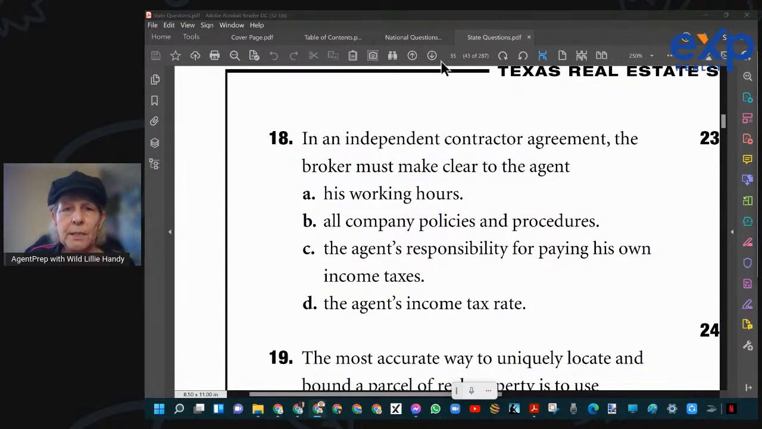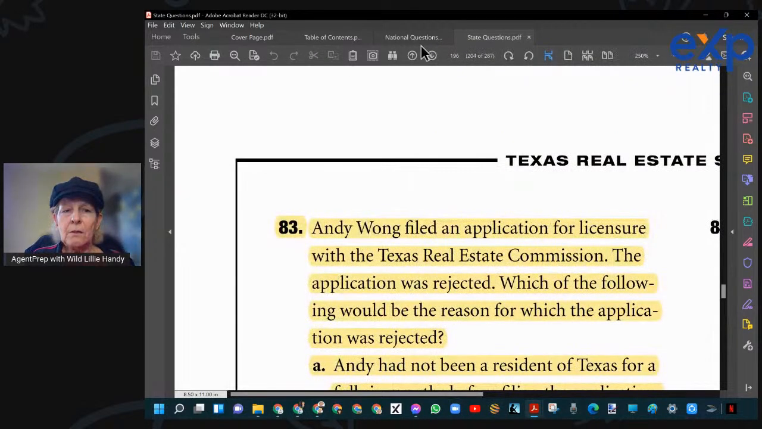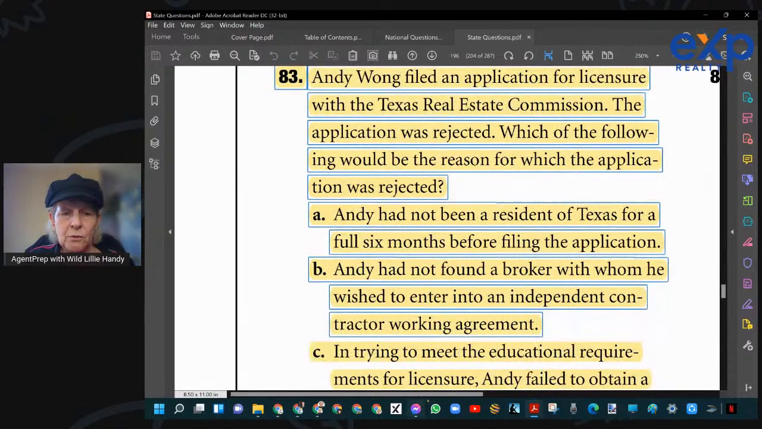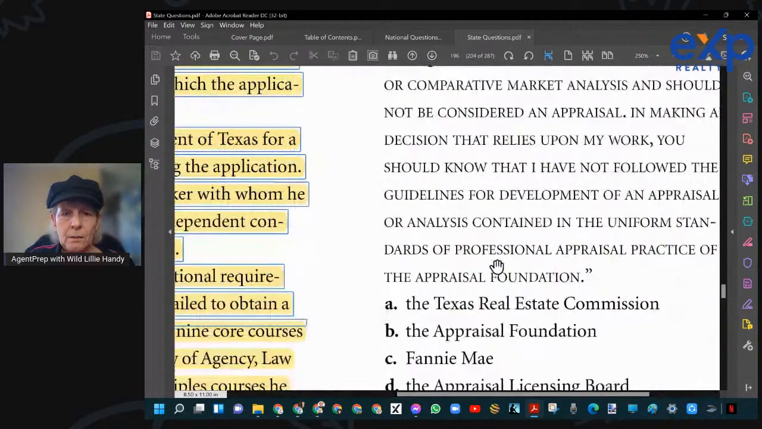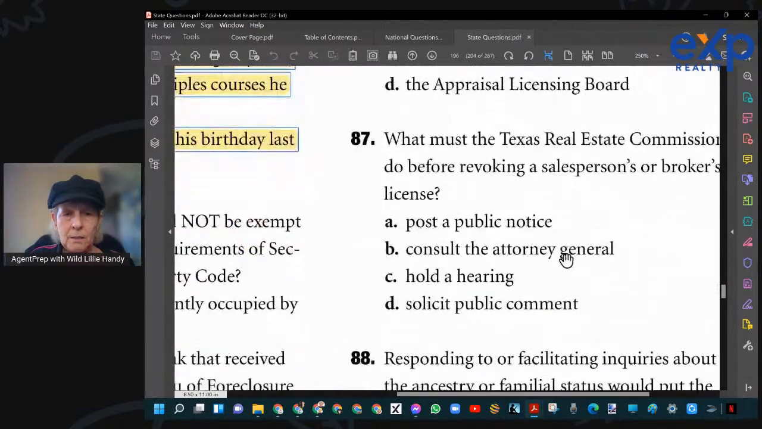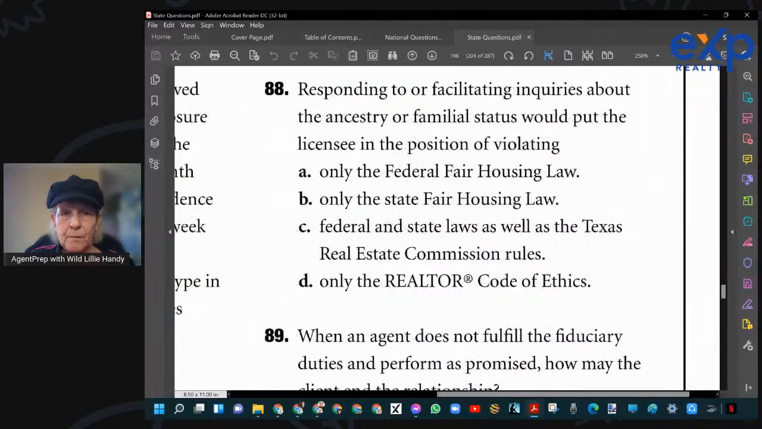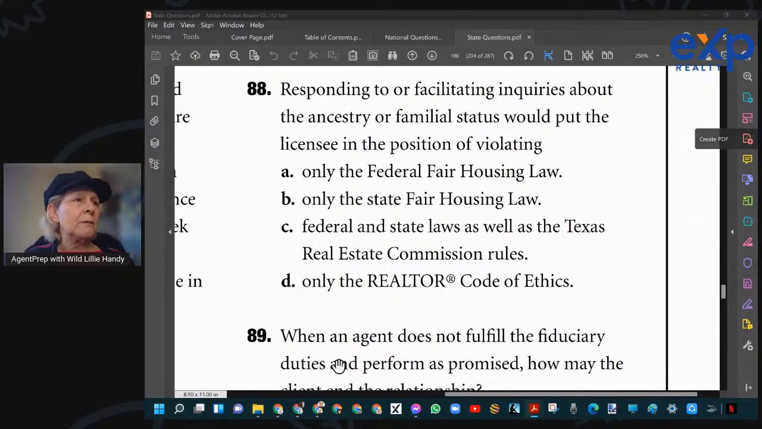Okay, on page 196. Okay, we're starting today with question 88. Since there's only 30 questions for state on this book, then we go through the exams much quicker. All right, so we're now on state questions.